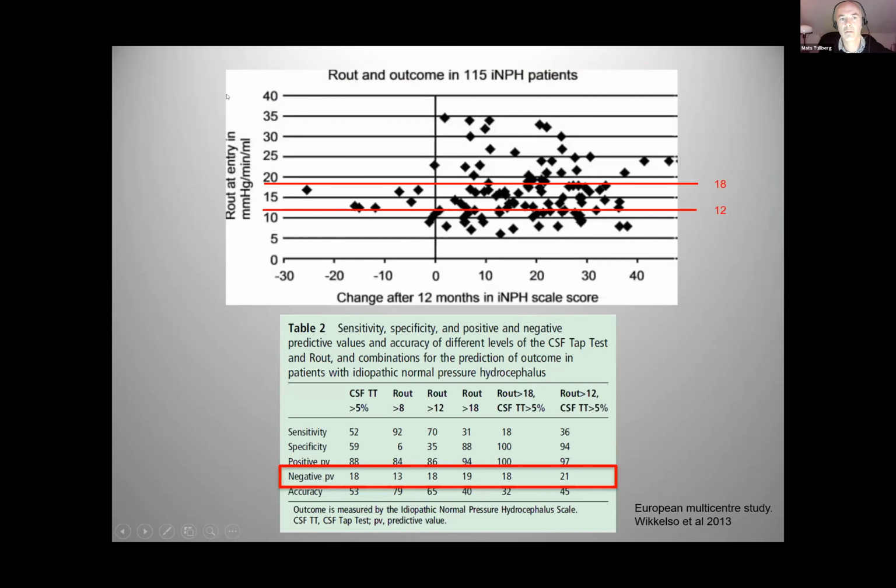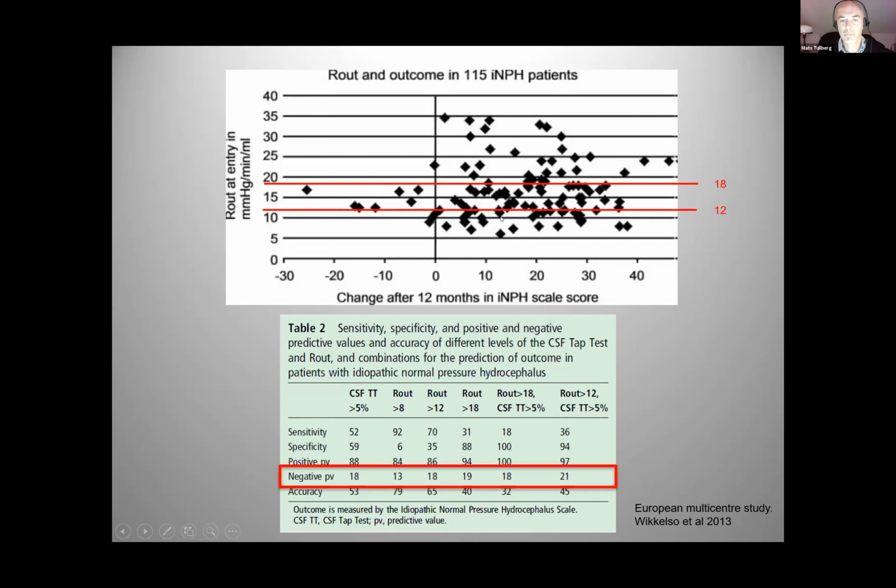In the same study, using lumbar infusion test, ROUT was also investigated. And I have here marked the two levels that were used. Either an ROUT above 12 or ROUT above 18. And again, you can see the improvement to the right here. 5 points is the minimal change that usually sets the border for improvement. So all these patients are improved.